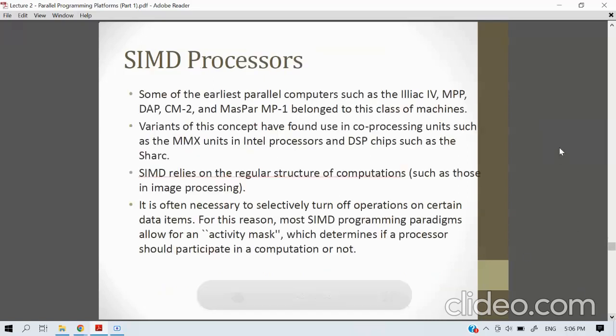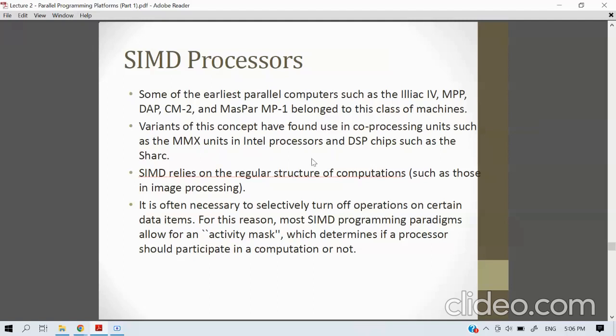Okay, so let's look at the SIMD processes. The first one is the earliest example of the processes that implement SIMD, such as ILLIAC IV, MPP, DAP, and so on. A variant of this concept has found use in co-processing units such as the MMX unit in Intel processors, and DSP chips such as the SHARC.